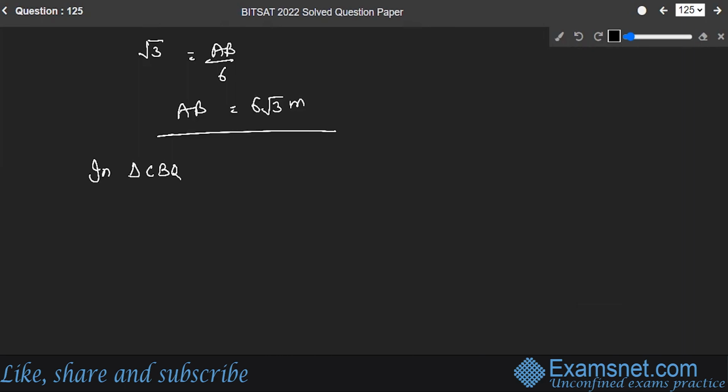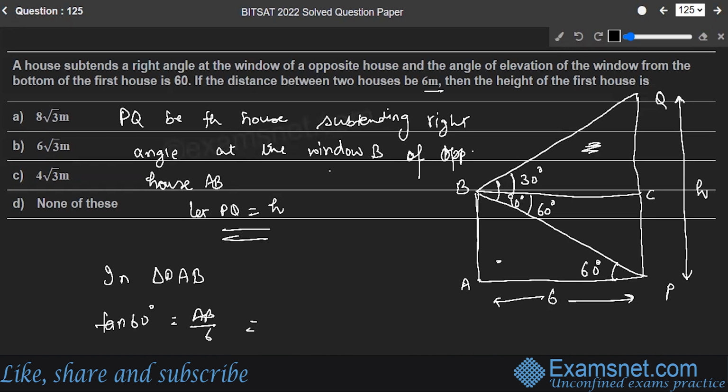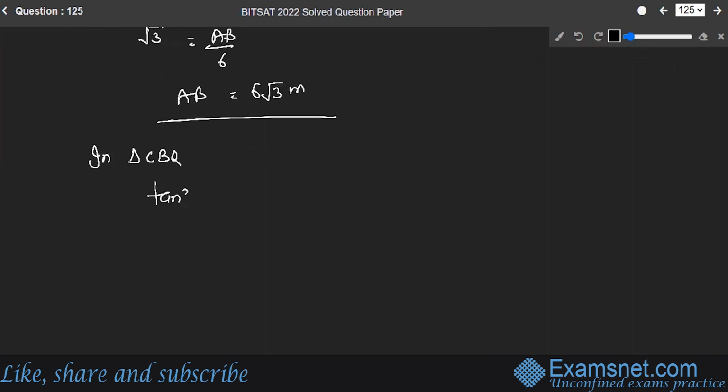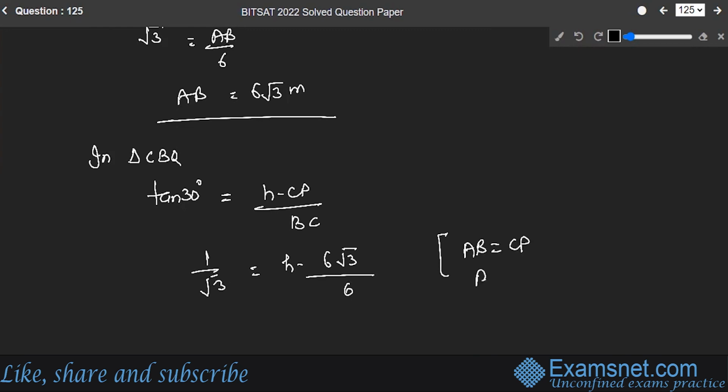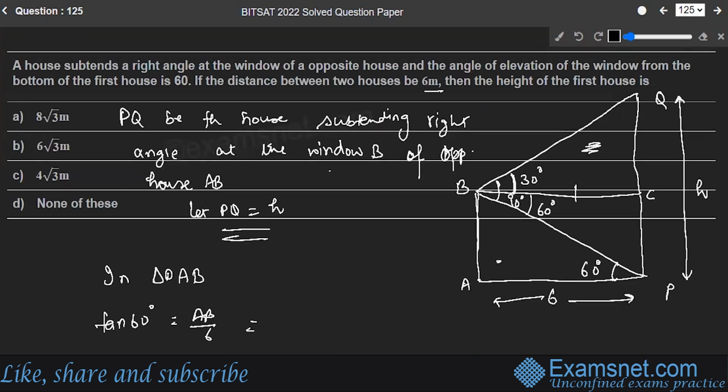If I take the triangle CBQ, so I'm taking this triangle, and take the tangent of 30 degrees, tangent of 30 degrees is given by H minus CP upon BC. This is 1 by root 3. H minus this is 6 root 3 upon 6. See what is happening over here. Actually, AB is equal to CP and BC is equal to AP. So that's why I have taken it such.